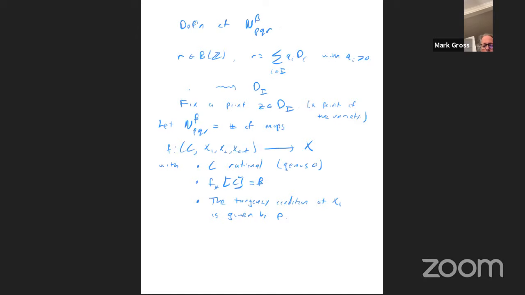So the tangency condition at x1 is given by P. The tangency condition at x2 is given by Q, and finally the tangency condition at x out is given by, now here's a little bit of a mystery, minus R, and f of x out is equal to Z.